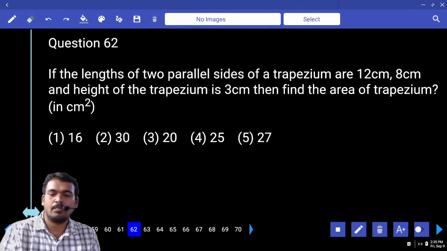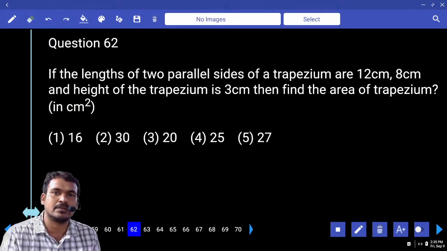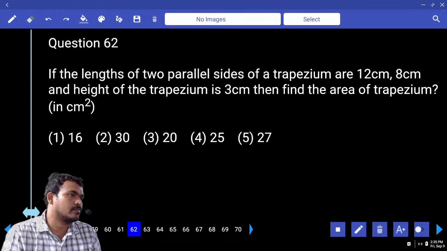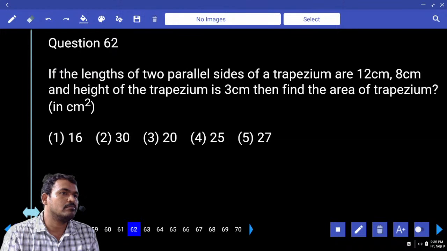Question number 62. The lengths of two parallel sides of a trapezium are 12 centimeters and 8 centimeters. The height of the trapezium is 3 centimeters. Then find the area of the trapezium. The area of a trapezium formula? Half into h into a plus b.